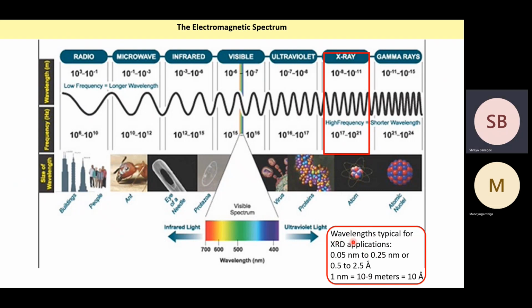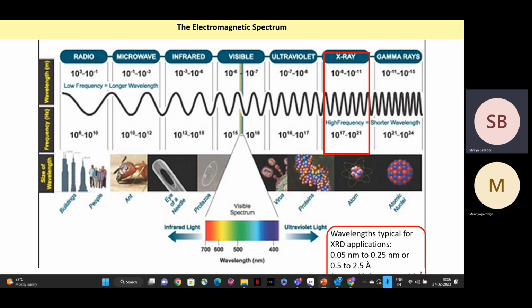As you can see here, the wavelengths that are typical for X-ray crystallographic applications range from 0.05 nanometer to 0.25 nanometer, or you can say 0.5 to 2.5 angstrom. So this is the range of X-rays that we are interested in.